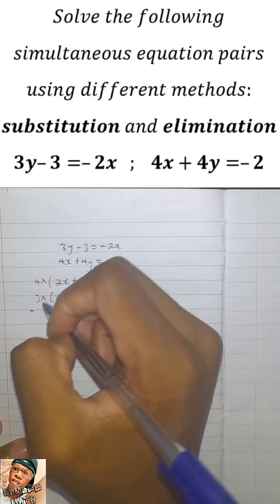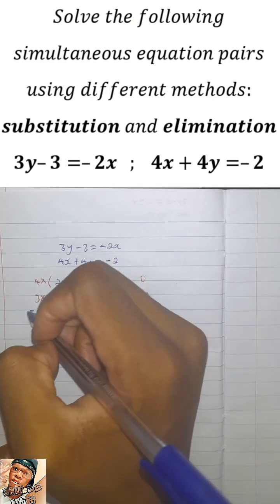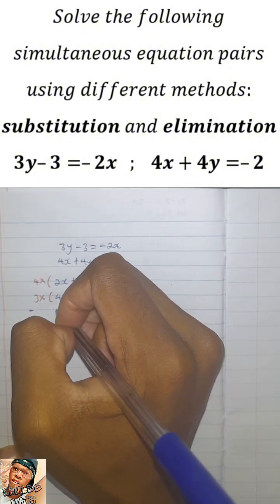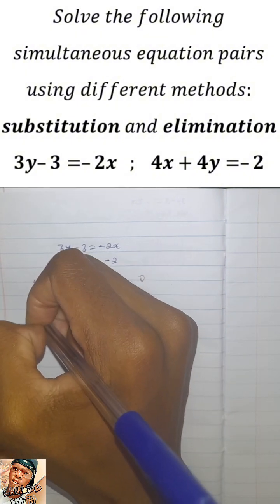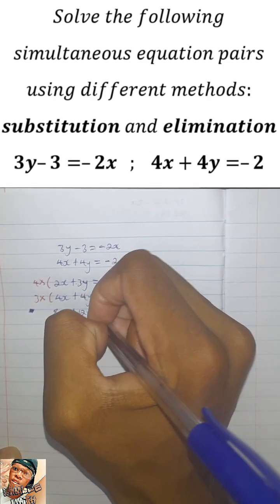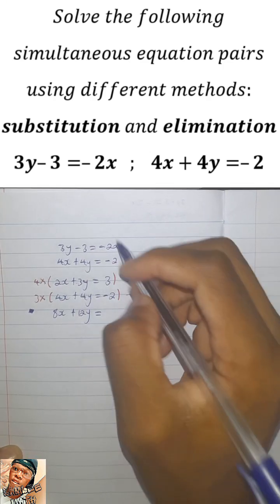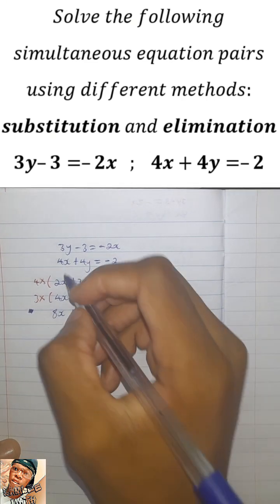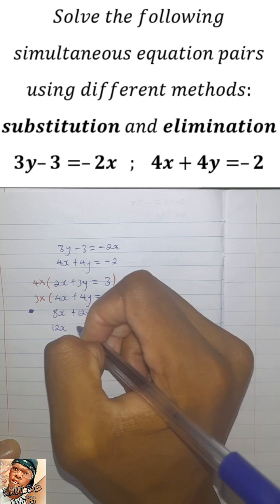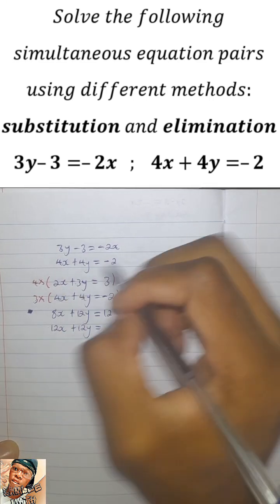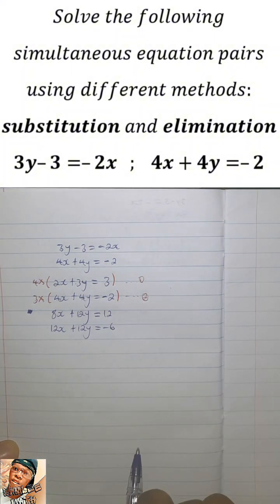Now doing that, the newly formed equation 1 is going to be 4 multiplied by 2x, that's 8x, plus 4 multiplied by 3y, that's 12y, is equal to 4 multiplied by 3, that's 12. And then on the second equation, 3 multiplied by 4x, that's 12x, plus 3 multiplied by 4y, that's 12y, and then 3 multiplied by -2, that's -6. Right, now we have new equations.